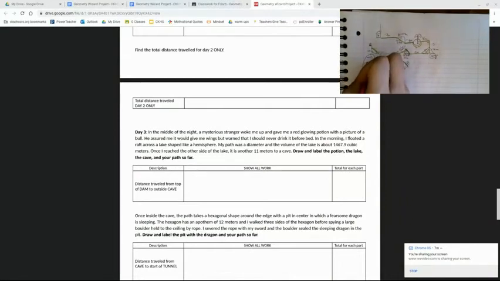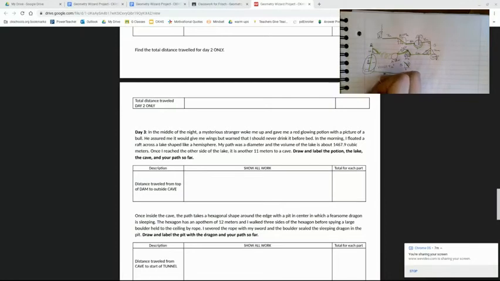So my raft is going to look more like a sailboat because I can actually make that look legible. And I know that the lake is shaped like a hemisphere, aka half a sphere. And it says the volume is 1,467.9 meters cubed. So I'm going the diameter of the lake. So like that. Once I reach the other side, it is another 11 meters to the cave.